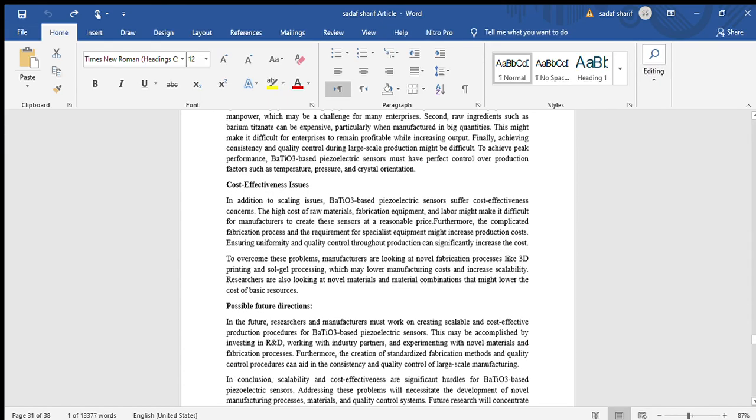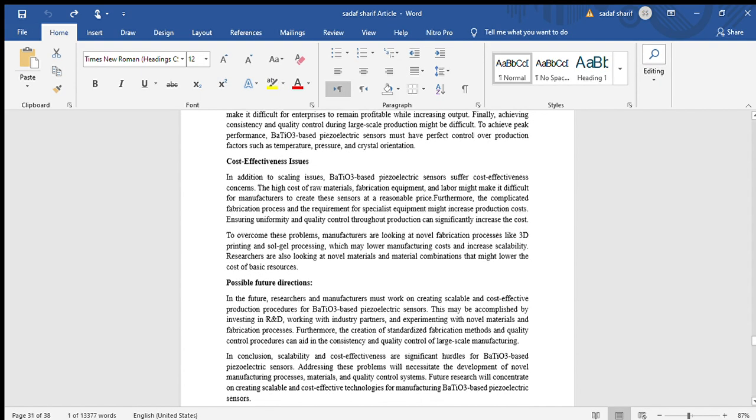Now the other is cost effectiveness issue. In addition to the scaling issue, barium titanate based sensors suffer cost effectiveness concerns. The high cost of raw material, fabrication equipment, and labor might make it difficult for manufacturers to create these sensors at a reasonable price. Furthermore, the complicated fabrication process and the requirement for specialist equipment might increase the production costs, and ensuring uniformity and quality control throughout the production can significantly increase the cost.